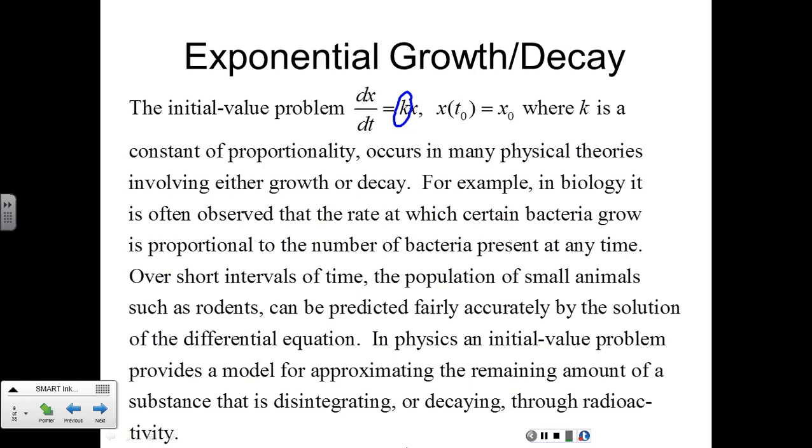In physics, an initial value problem provides a model for approximating the remaining amount of substance that is disintegrating or decaying through radioactivity. For example, if I had a big block of plutonium and I just set it out here on top of this desk, we would all die of cancer really quick. But over time it's going to decay, evaporate, disintegrate into the atmosphere. Radioactive elements do that.